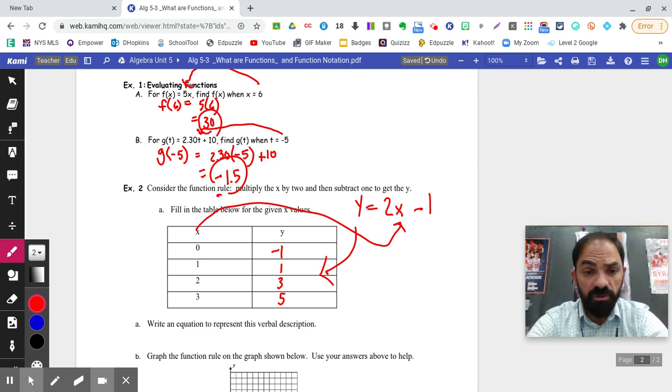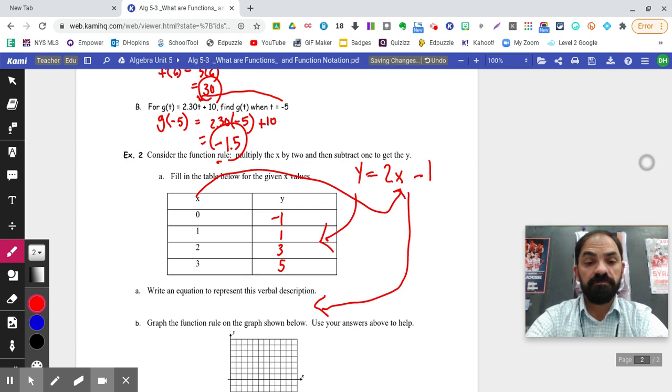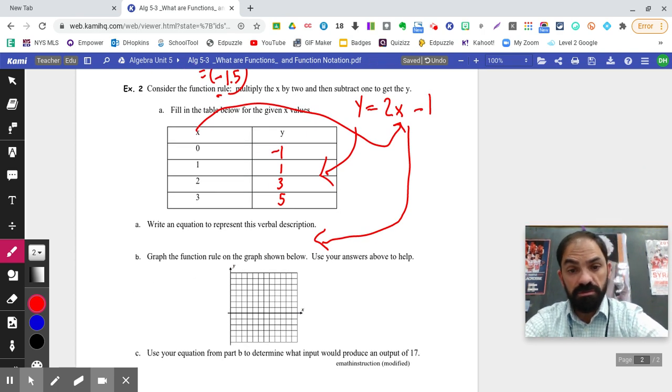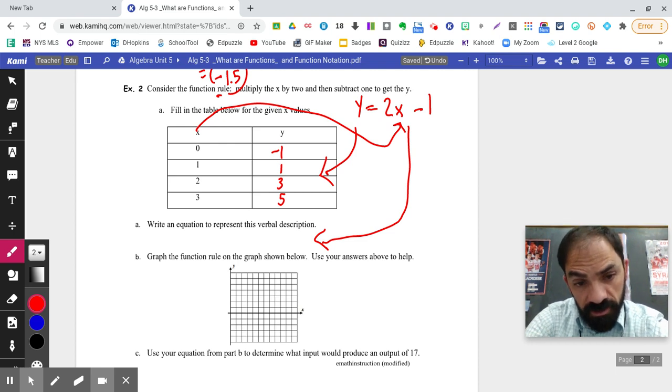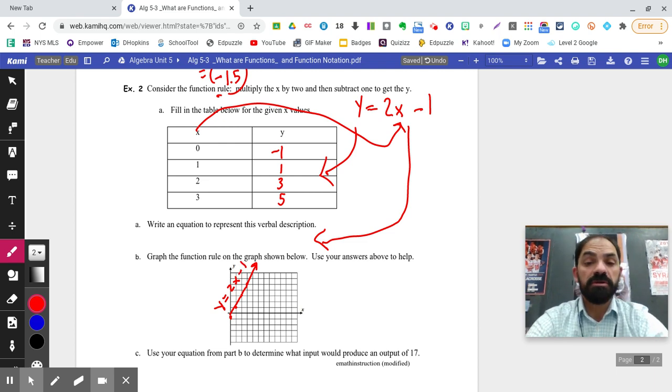It says write an equation to represent this verbal description. Kind of jumped the gun on that. Here's my equation, y equals 2x minus 1. Part B says graph that function rule. So 0, negative 1, 1, 1, 2, 3, 3, 5. Looks like it's going up like that. y equals 2x minus 1.